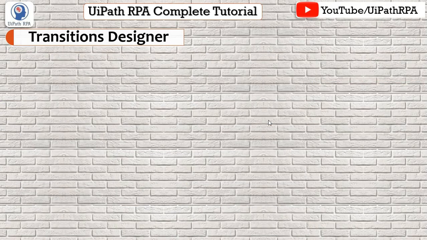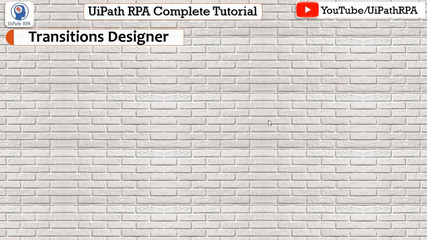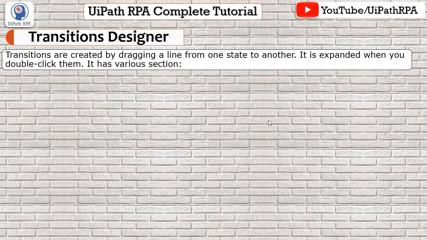Next is the transition designer. Whenever we connect two states, like a state or final state, or multiple states, we get that transition, and in the transition we get the option to write our condition and our actions. Whenever we click on a transition, we get a list of sections to write the condition and the action. That is called the transition designer. It means we can design our transition.